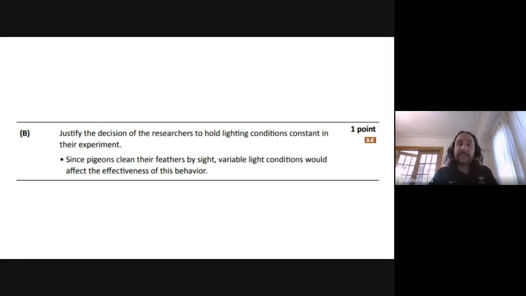And even if it's not, even if the pigeons are using smell or taste or touch to find the lice that they're cleaning off, it still would be a good idea to control the light conditions on the chance that they're using sight. So you wouldn't want the light to change for different pigeon test groups. Okay. Again, you're just explaining basic experimental design.